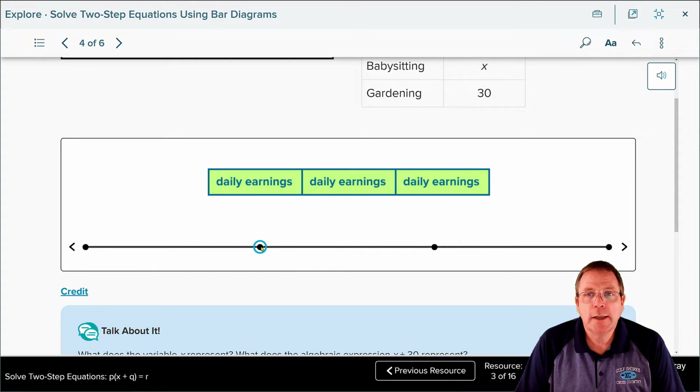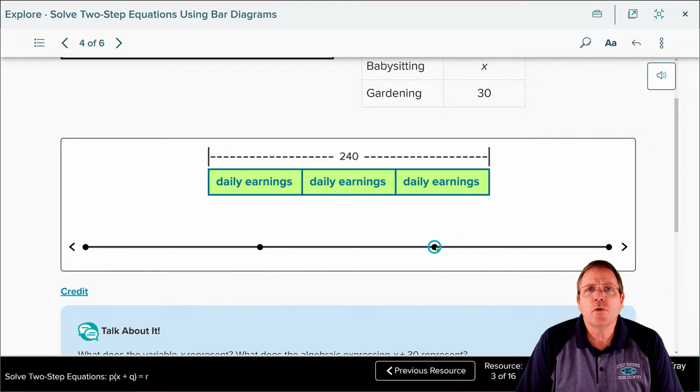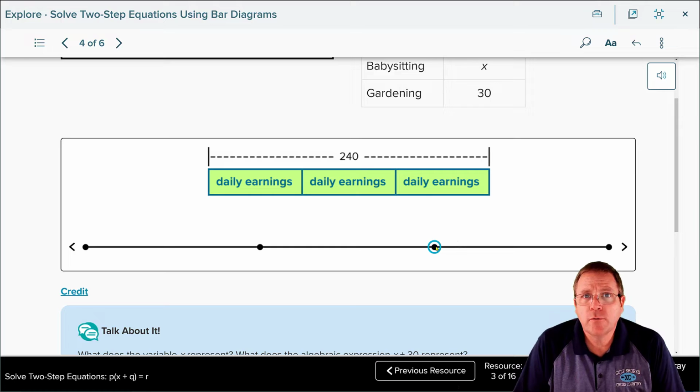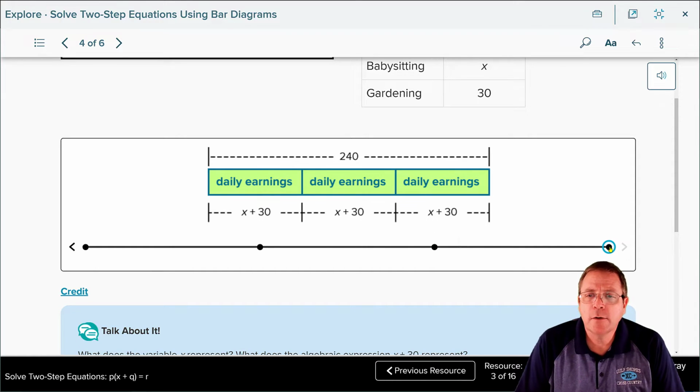So each day he's making the same amount of money. He makes the same money gardening each day. He makes the same money sitting on the baby each day. From there, we know that his total earnings is going to equal $240. So we're off to a good start. But we also know part of his daily earnings. So we're going to break each of those daily earnings down to be the amount he earns sitting on the baby plus the $30 he makes gardening each day.